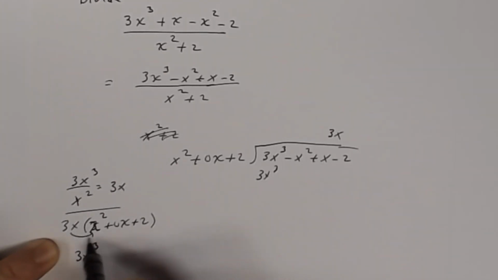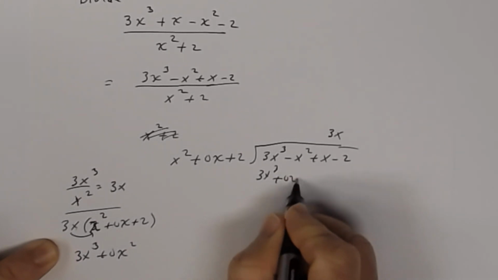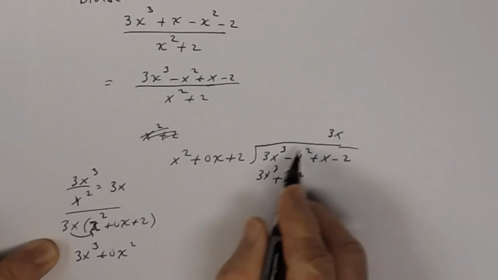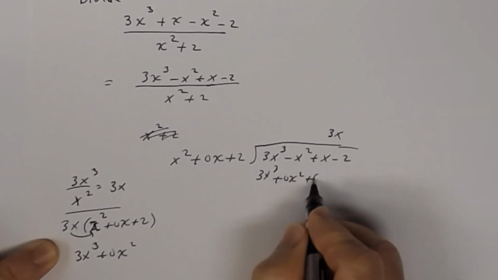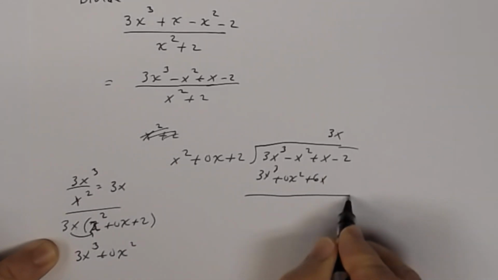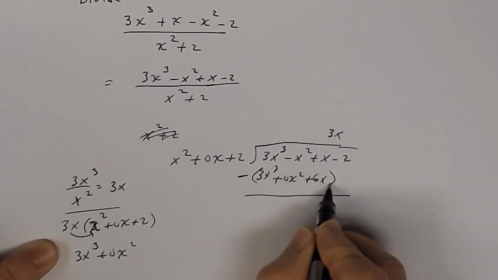And then 3x times 0x, so 3 times 0 is 0, and then x times x is x squared. So 3x times 0x is 0x squared. So we can put that here, plus 0x squared. And then 3x times 2 is 6x. Okay? Now remember, the next thing you do is you subtract. So you've got to subtract this.